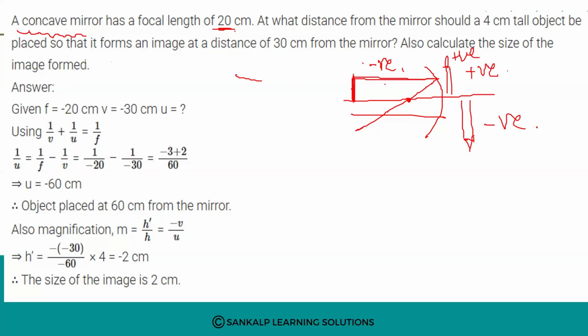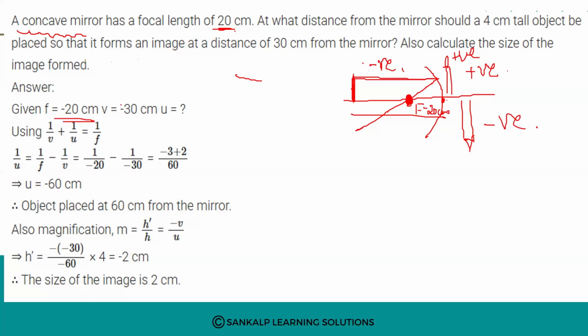20 centimeter. What is focal length? Where the rays will meet, at that point only the image will form. So here the image is at point F. So at point F means it is the focal length. Focal length means the length between the pole and the principal focus. So this is 20 centimeter, right? That is minus 20 centimeter.